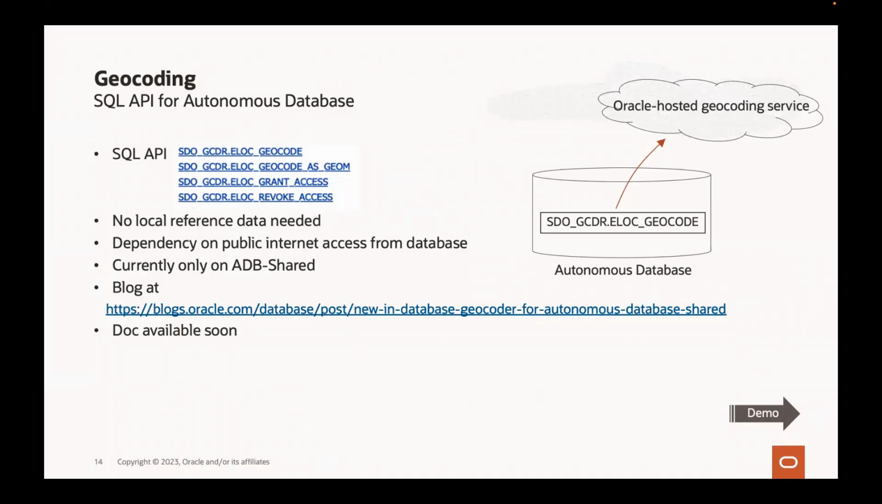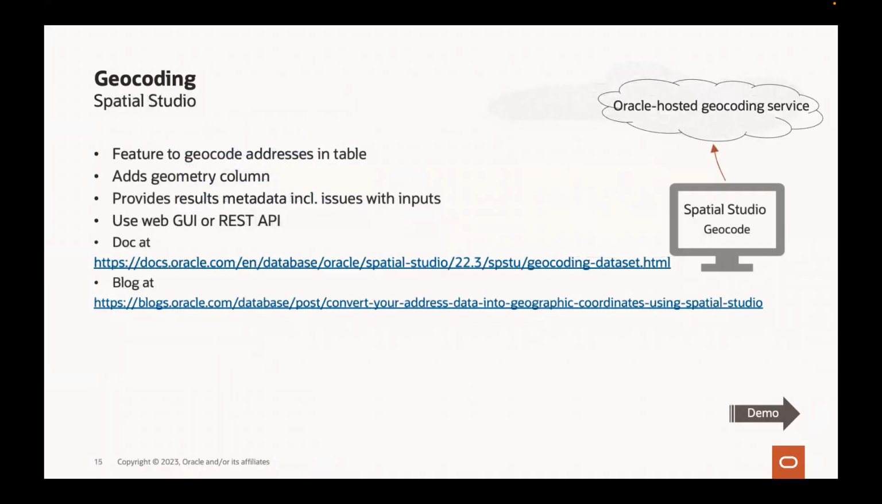All right, so the next example I wanted to show was Spatial Studio. Spatial Studio is this no-code self-service tool, and it uses that same exact service that the geocode package uses that I just showed. Spatial Studio uses the same package, but instead of from the SQL level, it's just a GUI, a web interface that lets you do this all behind a drag and drop UI.